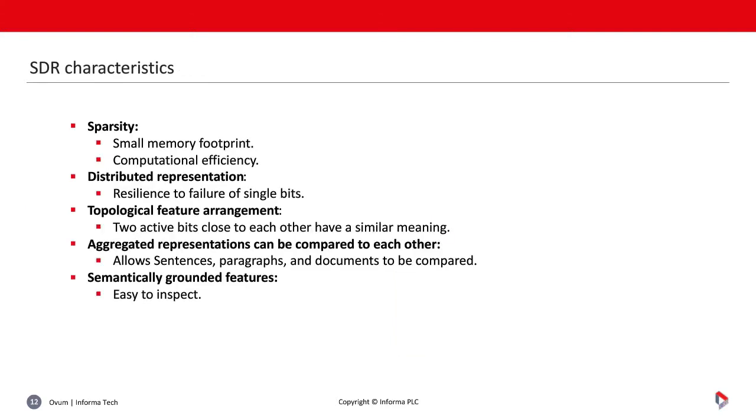If we go into some of these characteristics, first of all, as I mentioned, it's sparse. There's lots of zeros, so computationally you can use sparse matrix techniques, and it's highly efficient. It's a distributed representation, so it's very resilient to failures of a few noisy bits that may flip over. The overall accuracy is still very high with a few bits failing. It has topological features, such as two bits that are near to each other having similar meaning.